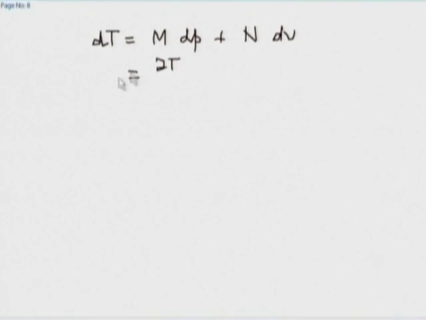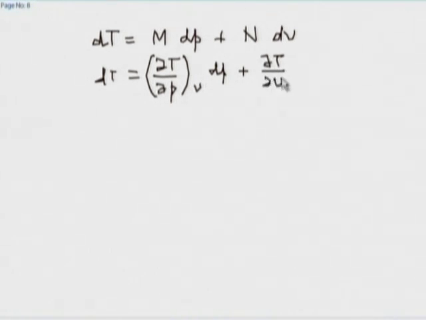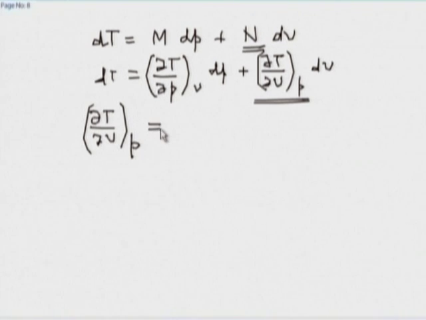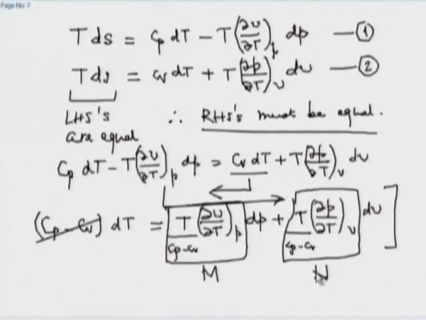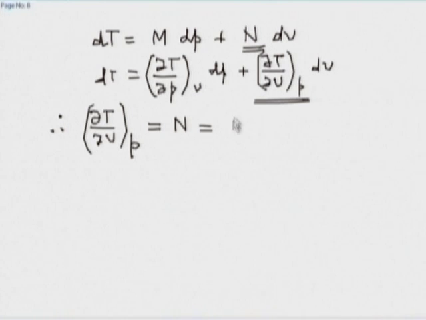Compare this. This is equal to, by definition of partial differentiation, partial of T with respect to P at constant V dP plus partial of T with respect to V at constant P dV. And just by comparison, dT by dV at constant P must equal N, which by our previous slide is T divided by Cp minus Cv, partial of P with respect to T at constant V.